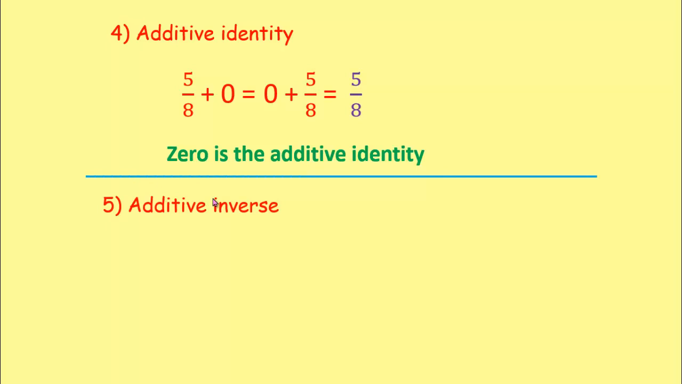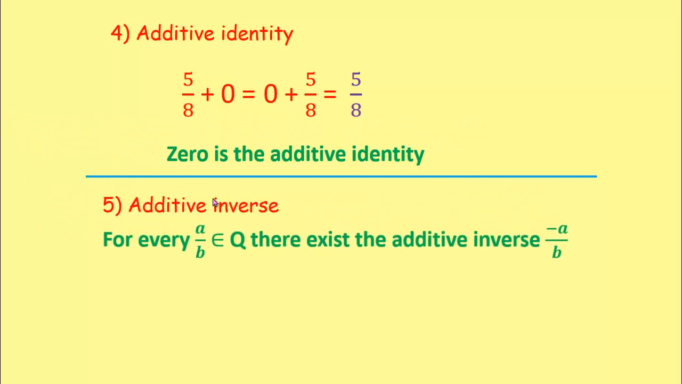The fifth was the additive inverse. What is the additive inverse? Simply, it is the inverse of the number, or the same number with the opposite sign. For every a over b, or for every rational number, there exists the additive inverse negative a over b, where a over b plus negative a over b equals 0, meaning that if I add a number to its inverse, I am always going to have 0.